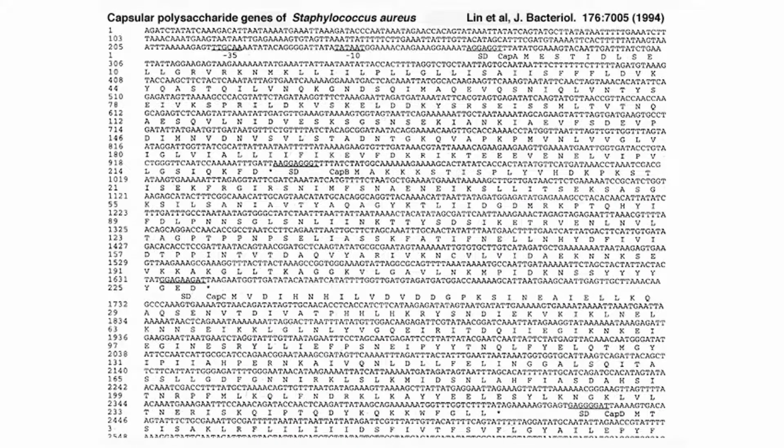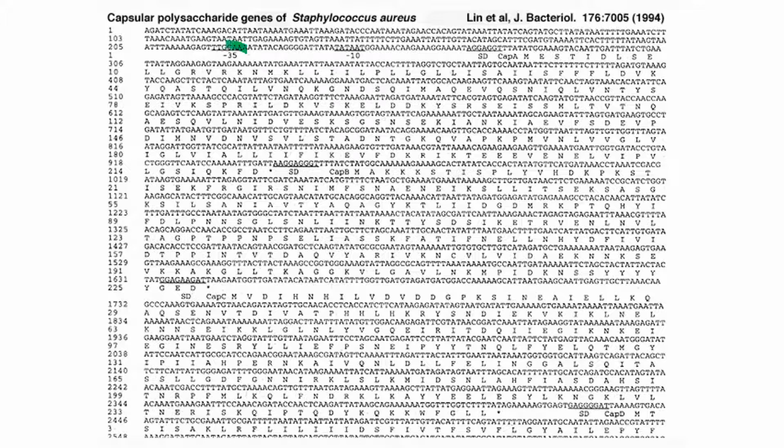What we're looking at here is a nucleotide sequence of a set of genes coding for a protein called capsular polysaccharide. We have the coding strand of DNA. We have the open reading frames. The DNA that codes for this protein is about 2,500 nucleotides, and the corresponding amino acids are also given.